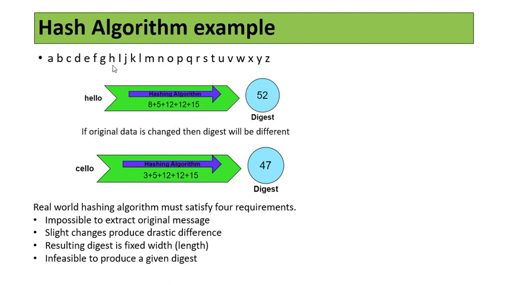If you see in this particular A, B, C, D format, H comes in the 8th position. So 1, 2, 3, 4, 5, 6, 7, 8. So the first letter is H, which is 8, then we have E, which is a 5th character, so we have 5. Similarly, L comes in 12th place, so 12 plus 12, plus O comes in the 15th place. If you add all these values, it becomes the digest 52. So this is the hash output of the input string which you have provided.